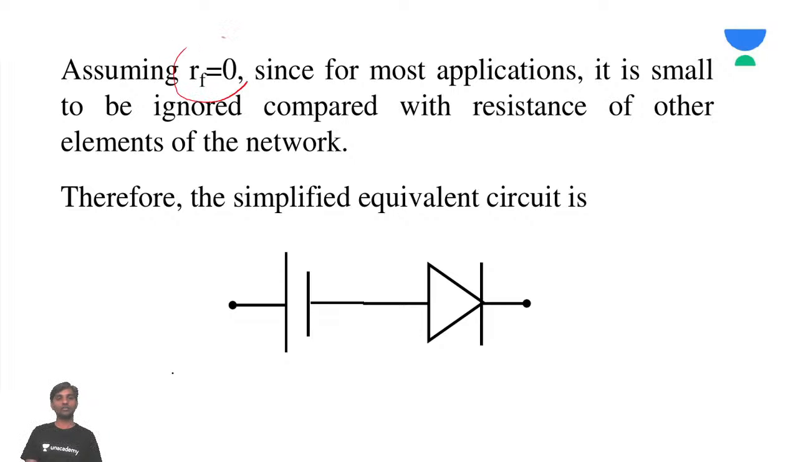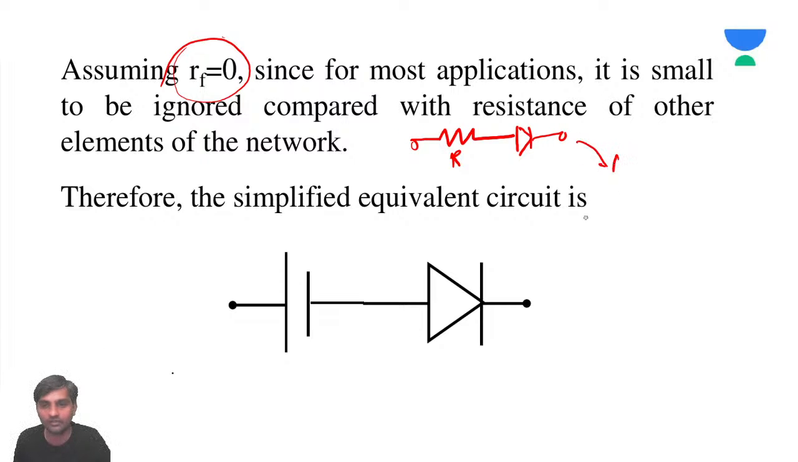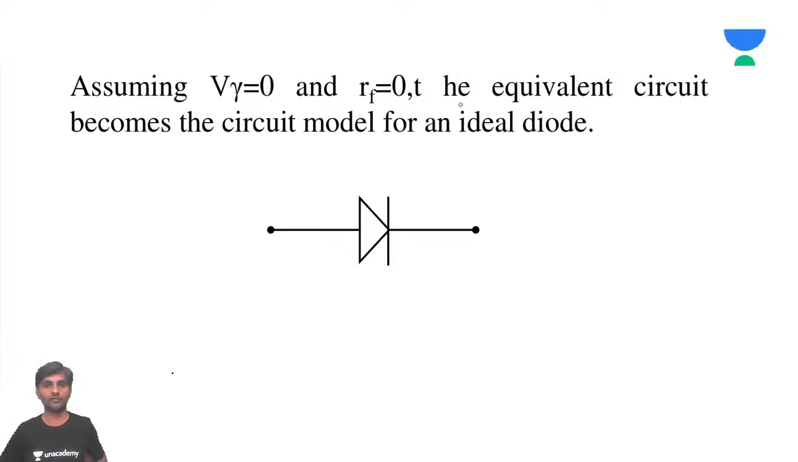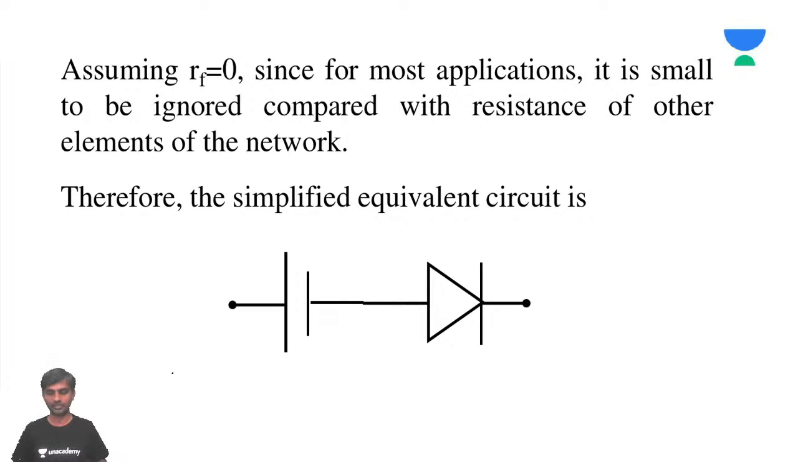If RF is 0, that is, if forward resistance is 0, since for most applications it is small enough to be ignored compared with the resistance of the other network. Generally the diode will be in series with some resistance R. Now if you replace this diode by its equivalent model, in this previous phase we have seen RF equal to 0. So we assume that for most applications the forward resistance is small and can be ignored when compared with the resistance.